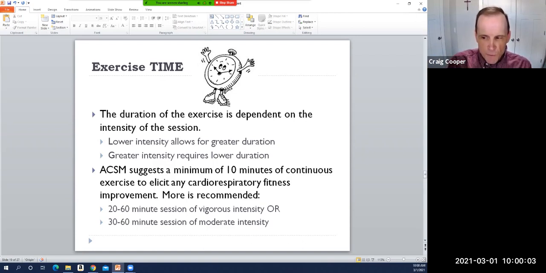Before pushing somebody's intensity, I would almost always try to push their duration to these minimum levels first. If you can't go 20 minutes, there's no reason to worry about going from 60% of your max heart rate to 70% of your max heart rate. Work to get up to 20 minutes and then you can think about bumping up your intensity. But that duration should be the thing that we should be looking to improve if people can't meet those minimum benchmarks.